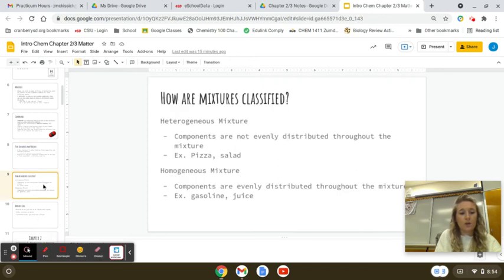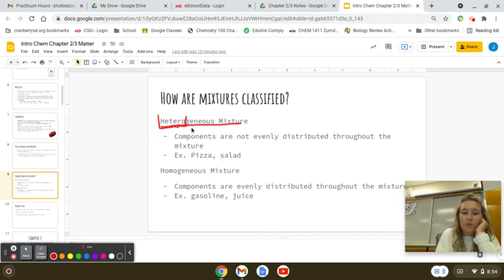All right. Almost done. A couple more slides. So how are mixtures classified? We know that mixtures can be any combination of elements, compounds, or a combination of both elements and compounds together. And we can classify them two ways. The first way is a heterogeneous mixture. Look at that first part, hetero. Hetero means different. So components are not evenly distributed throughout the mixture.